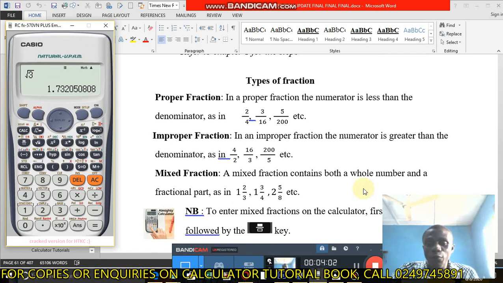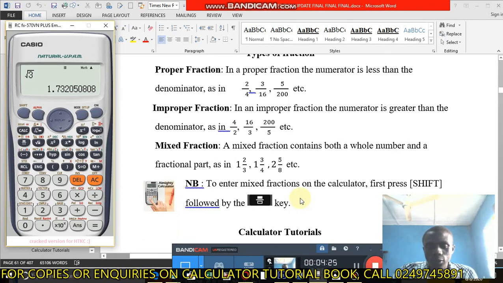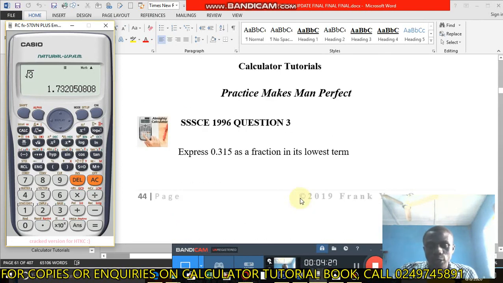Now, we want to move to the next topic, fractions. We already have a tutorial on fractions and mixed fractions, how to represent them on a calculator, in our previous tutorial. So: proper fraction, improper fraction, mixed fraction. We should all know how to enter these fractions on our calculator. If you are new to this video, go back to the channel and subscribe to get all the tutorials that you missed. Good.